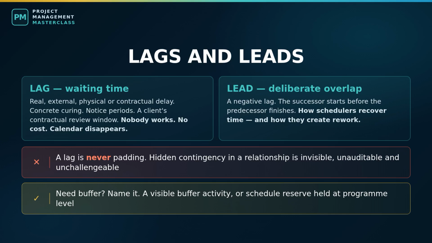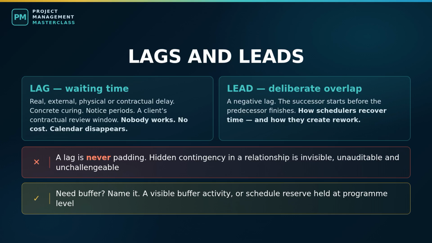A lead is the opposite. It is deliberate overlap. You let a successor start before its predecessor has fully finished. You begin splicing the first completed segments while boring continues further down the street. In the software, that is written as a negative lag, minus 10 days, and it means those 2 activities now run on top of each other for 10 days.